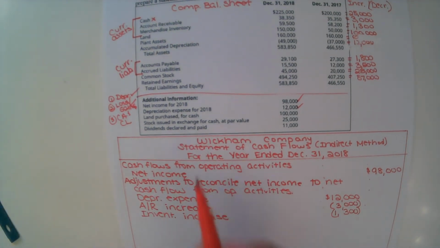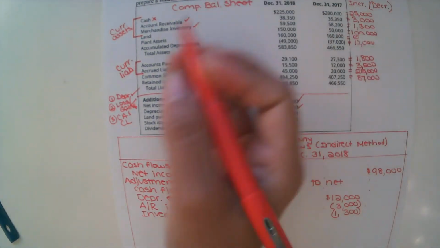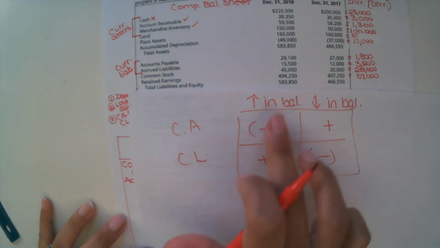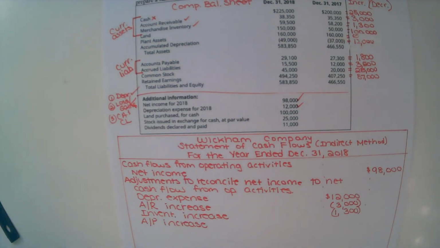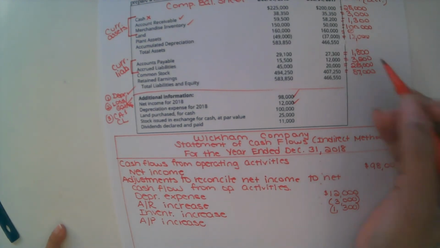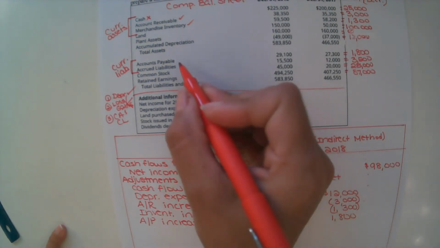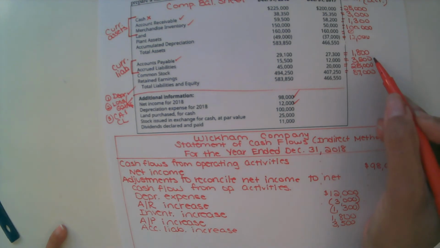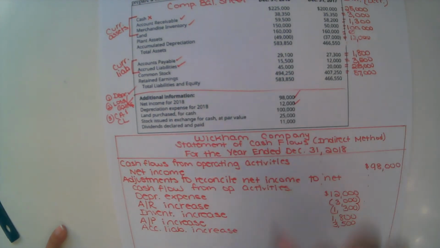All right, so we did current assets. Now accounts payable, AP. Like I said, everything increased, which is a coincidence. Don't think it's always going to increase. AP increase. Look back to your little matrix. If it's a current liability and you had an increase during the year, you're going to add it. Add the difference. Our difference we identified was 1,800. So add, and then we have accrued liabilities, also an increase, and that difference was 3,500. Okay, so we got that.